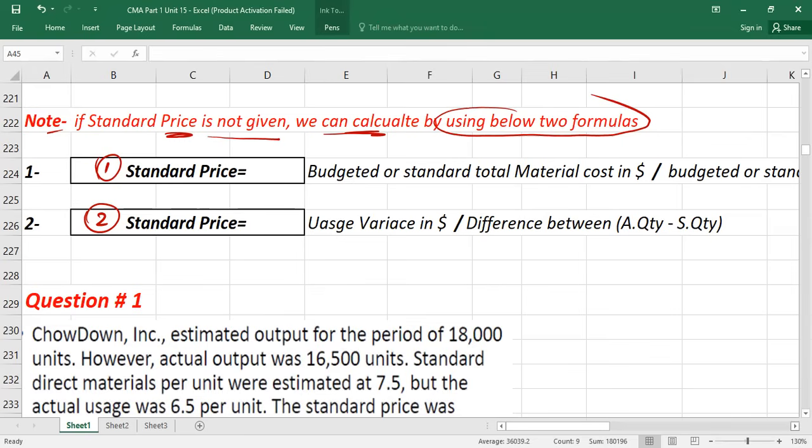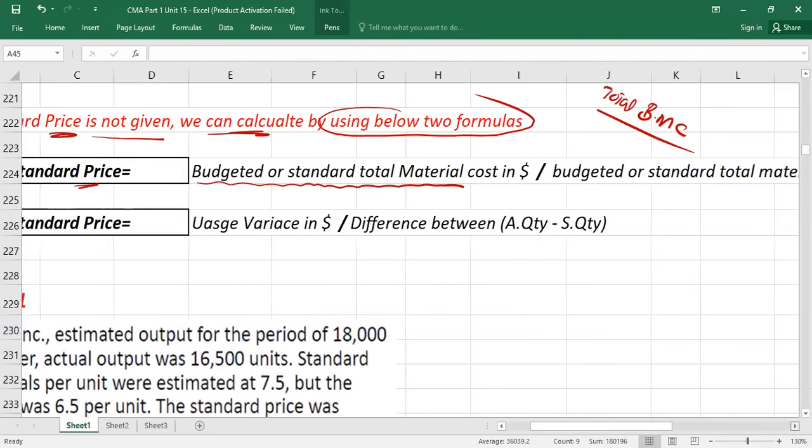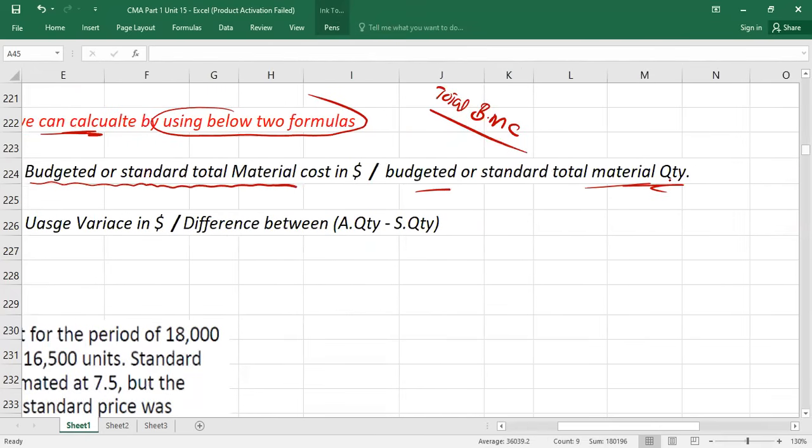For example, standard price. First formula, I can use this one. I can take budgeted or standard total material cost. Simply, he will tell you the total budgeted material cost, and you will divide it with the total budgeted quantity of the material. So this will give you standard price. Take the numerator as total budgeted material cost and the denominator as total budgeted quantity. So this will give you standard price.